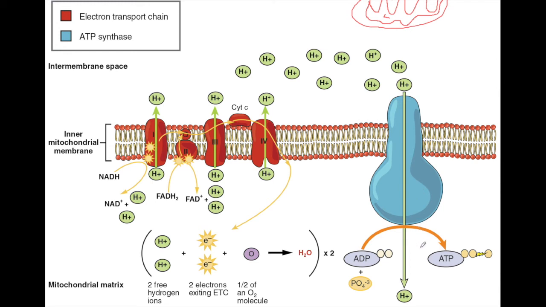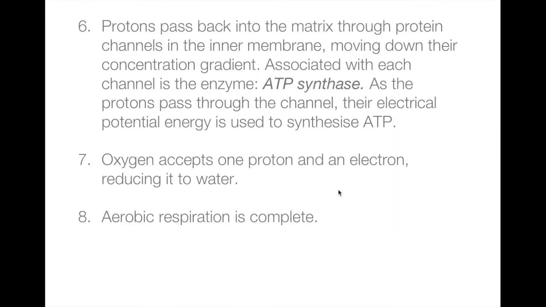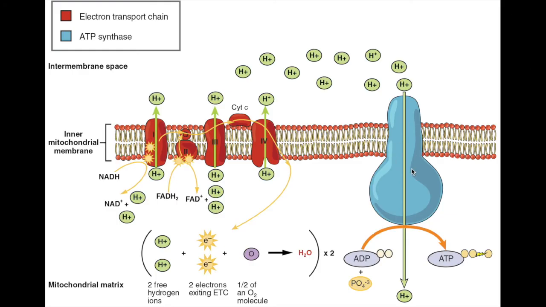Now, this channel is associated with an enzyme, this big blue one, which is called ATP synthase. Let me show you that word. Does this word remind you of any word? Yes, of course, it reminds you of the word synthesis, which means make. So this is an enzyme that makes ATP. What does this enzyme use? As the protons pass through the channel, their electrical potential energy is used to synthesize ATP in the process called chemiosmosis. Here.